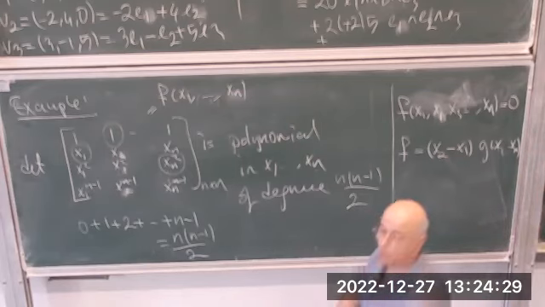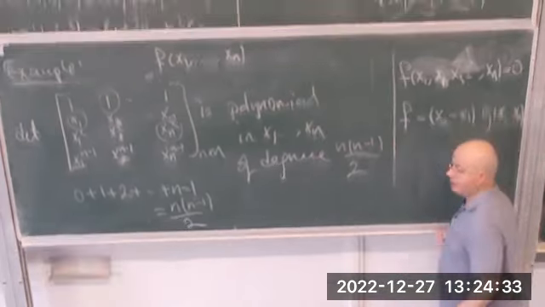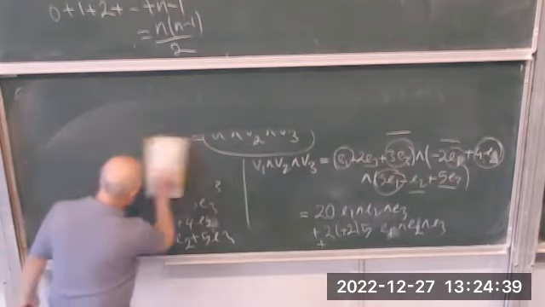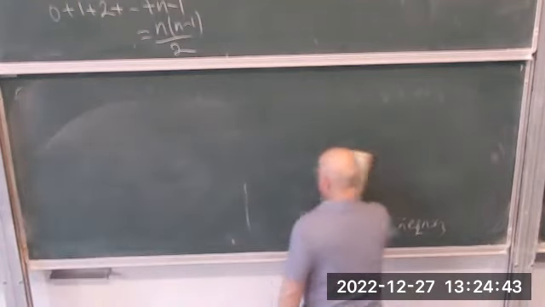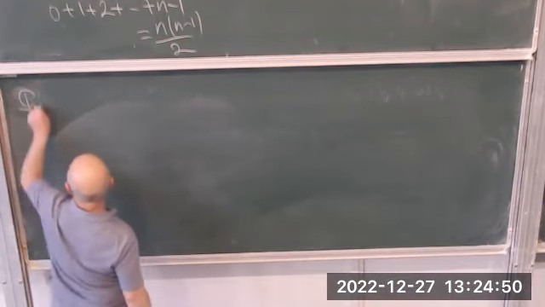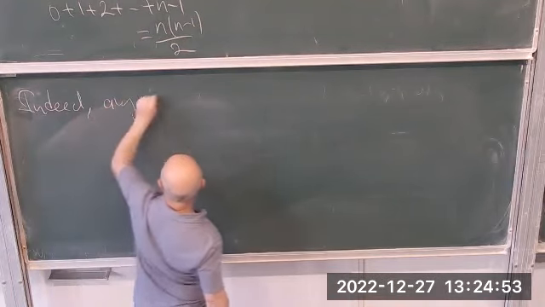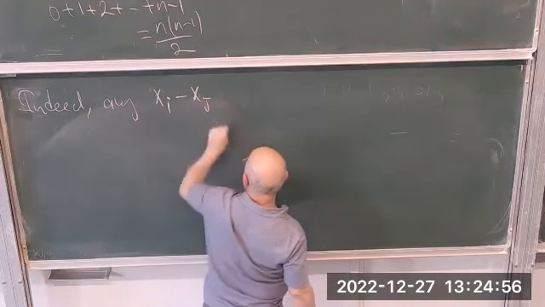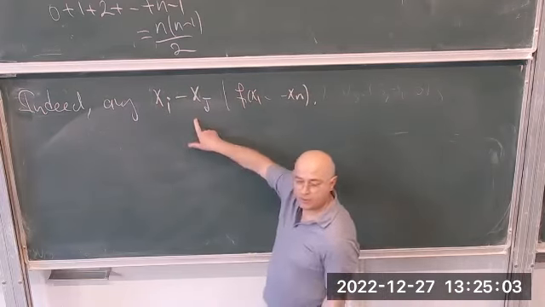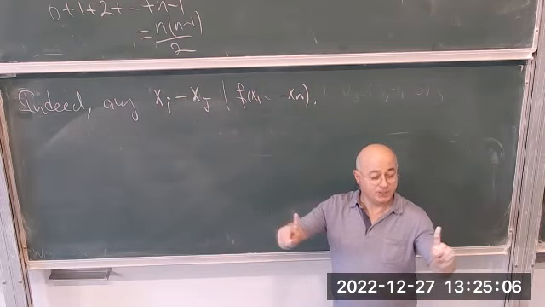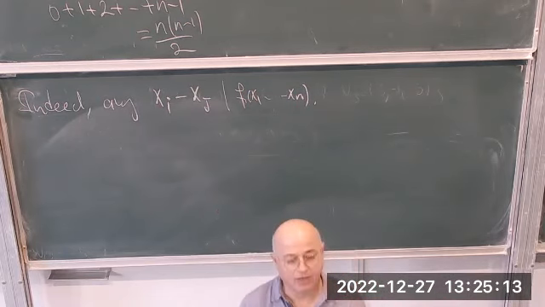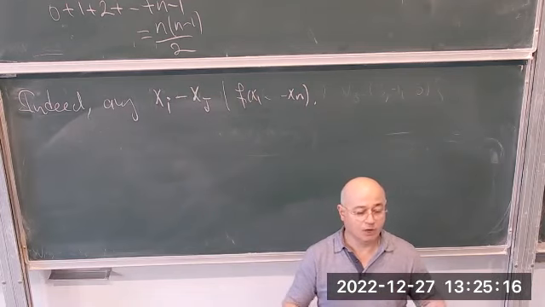Okay, but this is true for all choices of xi and xj's. Sadece x1, x2 değil. Değil mi? 2 ile 3 de olur, 3 ile 5 de olur. Right? Whenever two variables are the same, you get 0. So indeed, any xi minus xj should divide f of x1, ..., xn. Çünkü xi ile xj birbirine eşitse 0 olacak. Burada tabii cebirsel bir şey kullanıyoruz. We are using an algebraic fact. What's that? Polynomial rings are unique factorization domains.